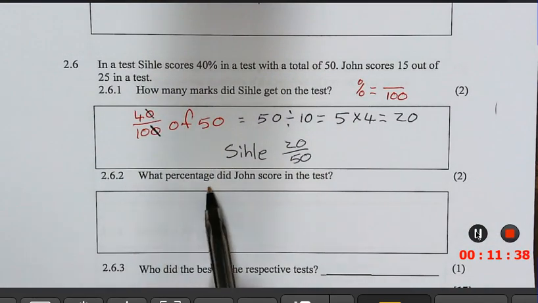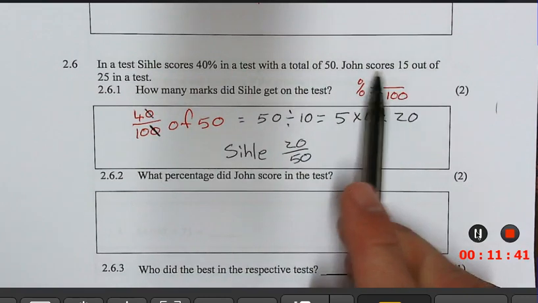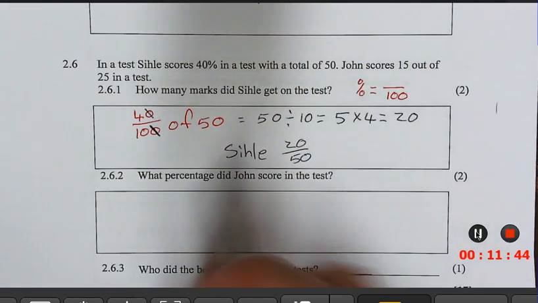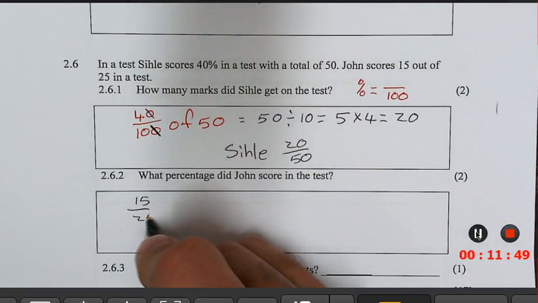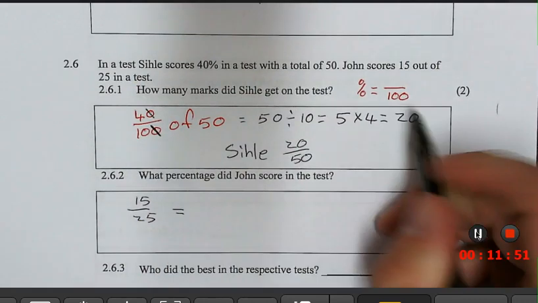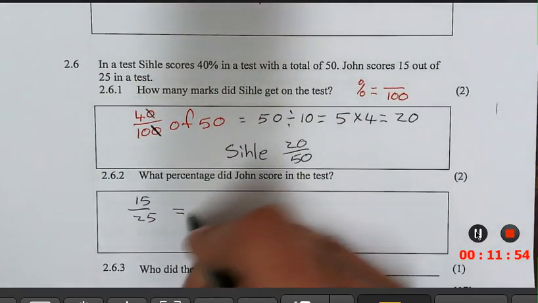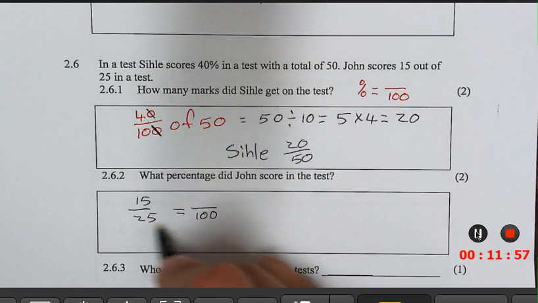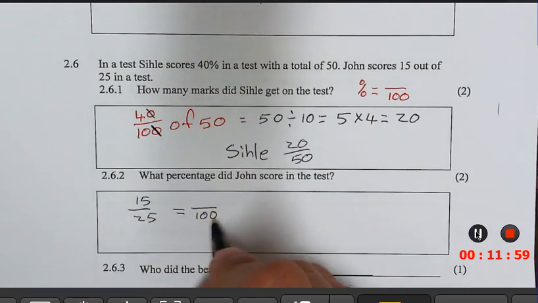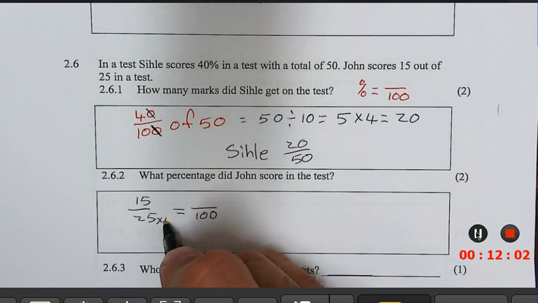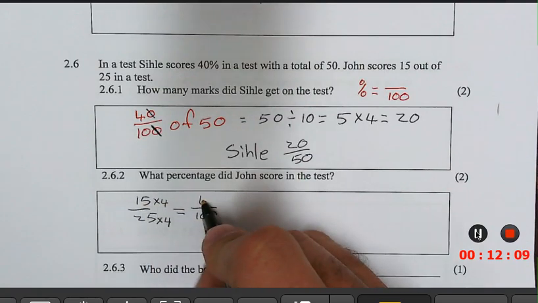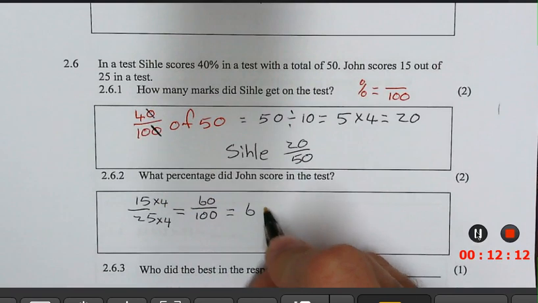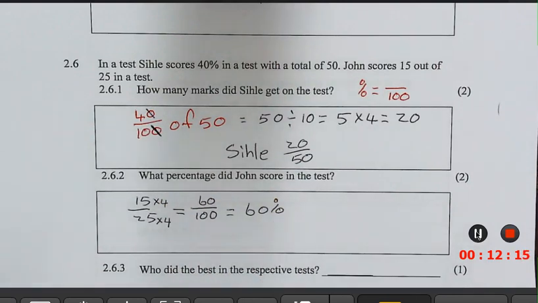Okay, 2.6.2, what percentage did John score in the test? Now they say here John had 15 out of 25 in a test. And they want the percentage. Again, percentage is out of 100. So we need to change this fraction to hundreds. How do I change 25 to 100? I times with 4. Golden rule of fractions, what I do at the bottom, I do at the top. 15 times 4 is 60. So John has 60% for his test.